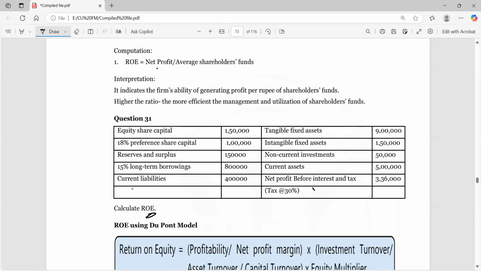112%. Not 112. Everyone will make this mistake. It is a common mistake. Net profit after tax is 3,36,000. But this 3,36,000 is not for equity shareholders because you have to pay a preference dividend of 18,000. So it is 3,36,000 profit after tax minus 18,000 to preference shareholders, divided by what is the amount of equity? 1,50,000 plus 1,50,000, we get 3 lakh.